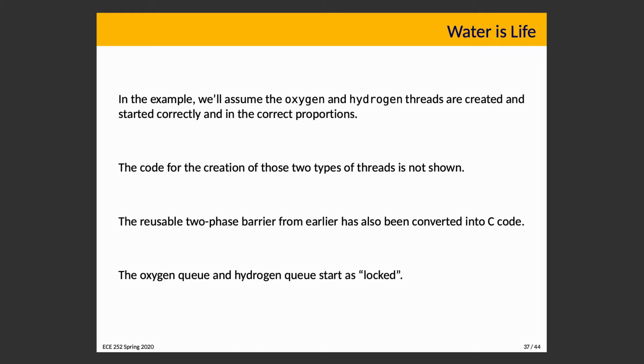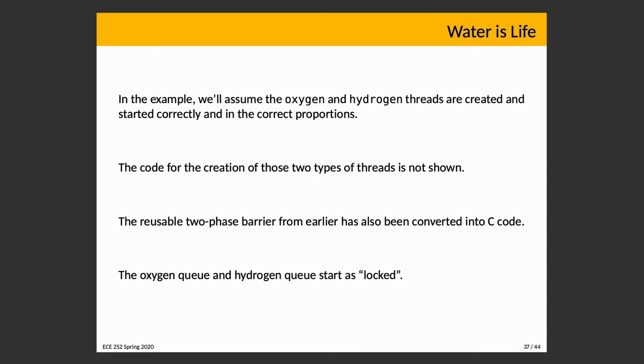So, as before, we'll assume that oxygen and hydrogen threads are created and started correctly and in the correct proportions, so the code that actually does that will not be shown. And in the upcoming code example, I've already converted the reusable two-phase barrier into C code. We talked about it as a pseudocode implementation, but I have provided the C equivalent. It's straightforward to convert, so it wouldn't be sensible for me to make that some sort of exercise.